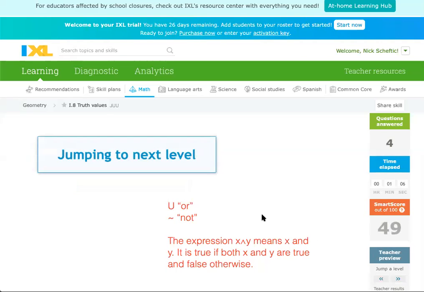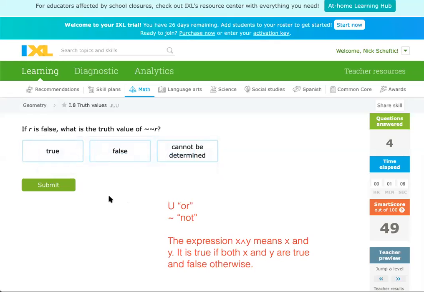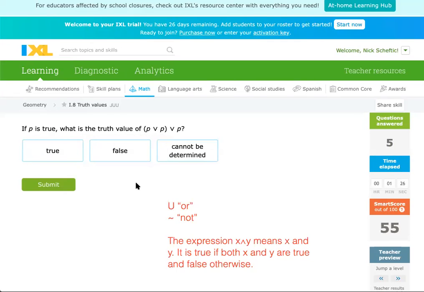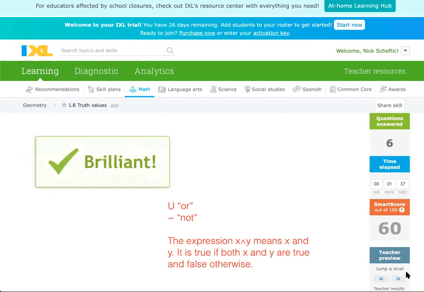All right, let's skip ahead some. If r is false, what is the truth value of not r, basically? So let's break it down here. R is false. If we move to our left, that's going to be true. If we move to the left again, that's going to be false. Okay, if p is true, what is the value of p or p combined with p? Well, true or true combined with true, so everything is going to be true.